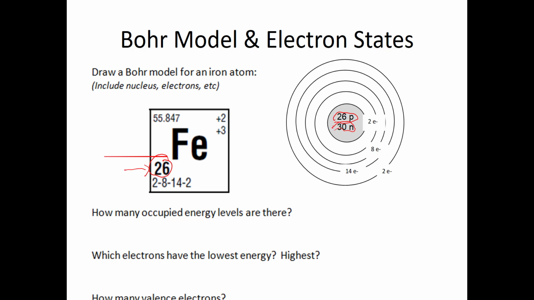Now the next part is actually a little bit of the easier part. You're going to look at the electron configuration right here, and you can see that it's 2, 8, 14, 2. How many principal energy levels?